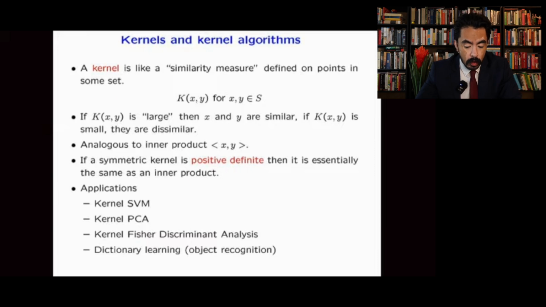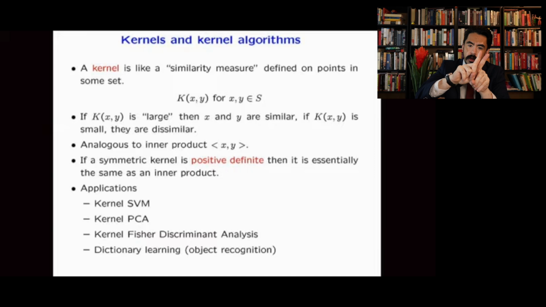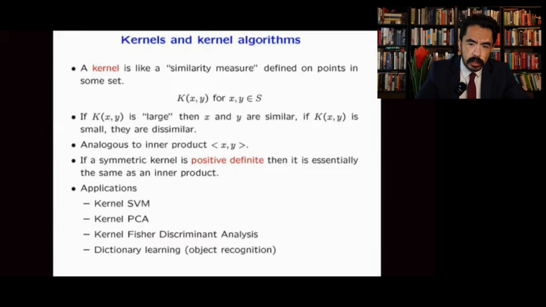We are talking about a kernel which is similar to an inner product, right? I've been talking about an inner product a lot with this whole Hilbert space, Banach space, function space. Well, a kernel is like a similarity measure defined on points in some set. So we have this function k of x and y for x and y being members of some set S, where we've defined it so that k of x and y is large when x and y are similar, and k of x and y is going to be small if they're dissimilar. So it is kind of analogous to an inner product, right? If you have two vectors and they're really similar, close together, you're going to have a larger inner product. If they're orthogonal, it's 0, right? So the idea of the kernel is analogous to an inner product in this way.